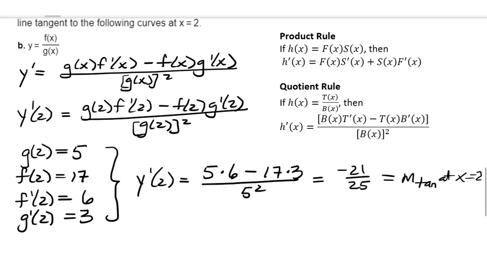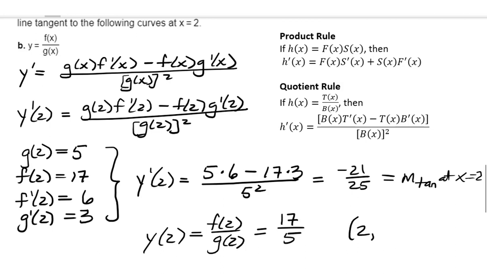So we have the slope of the tangent line to this other function, and now we just need a point on the function. Just like before, we can figure out the value of y of 2 by plugging into f of 2 over g of 2. So y of 2 is going to be f of 2 over g of 2, which is 17 over 5. So what we know is that the tangent line we're looking for goes through the point (2, 17/5) and has a slope of negative 21 over 25.